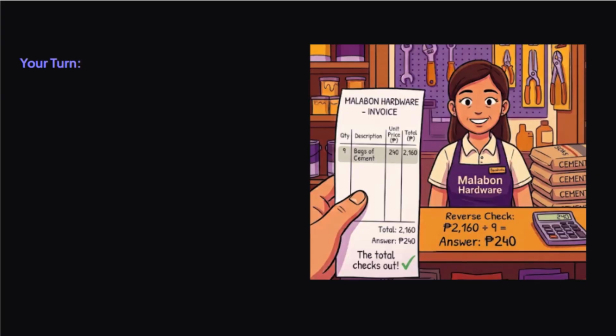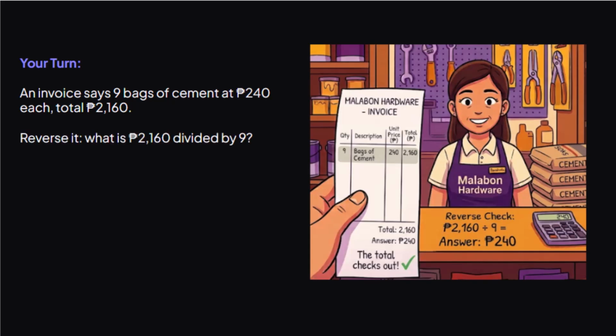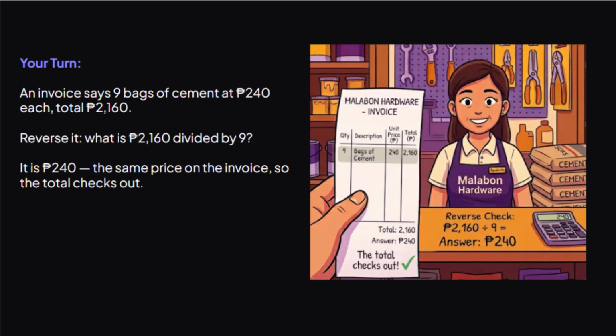Now it's your turn. An invoice says 9 bags of cement at 240 pesos each, with a total of 2,160. First, reverse it. What is 2,160 divided by 9? Correct. The answer is 240 pesos. The same price on the invoice, so the total checks out.